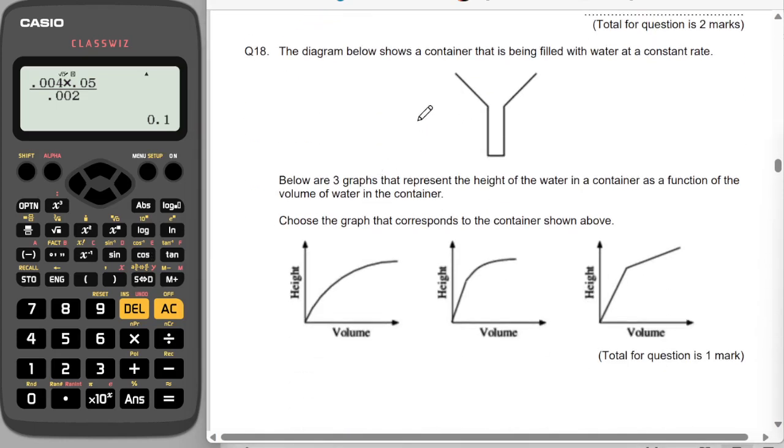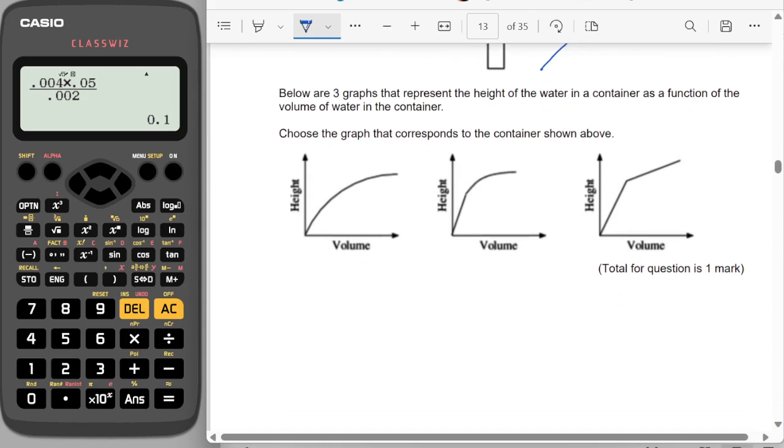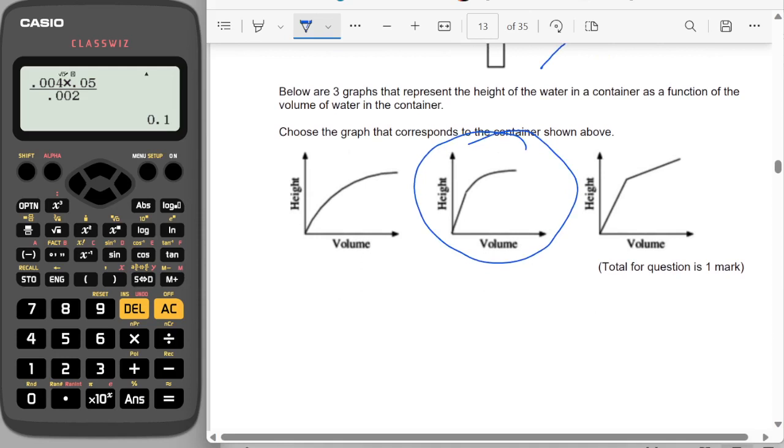And question 18. The diagram shows a container that is being filled with water at a constant rate. Below are the three graphs representing the height of water in containers as a function of the volume of water in the container. Choose the graph that corresponds to the container shown above. So if I'm filling this at a constant rate, the first part is going to be a straight line, and then when it gets to that point there, we're suddenly going to fill up much slower, so it's going to flatten out. So that would be this graph. Choose the graph that best represents it. So it's not numbered, so we'll just circle it.